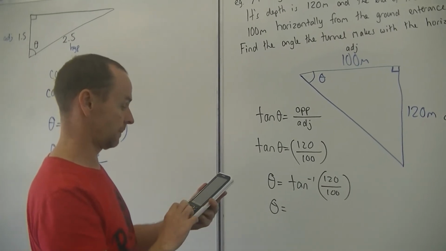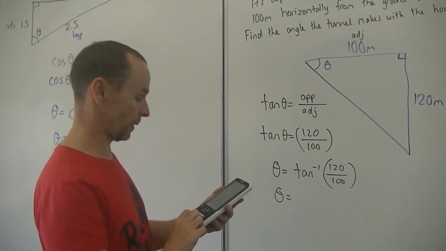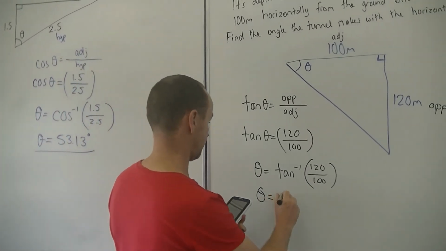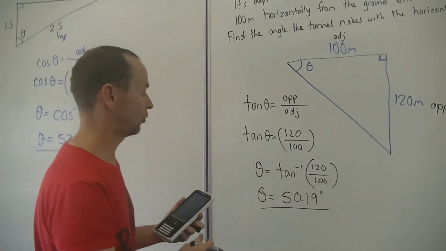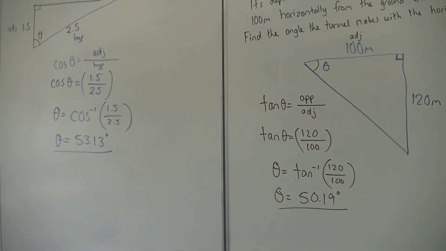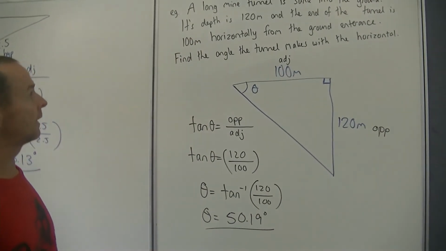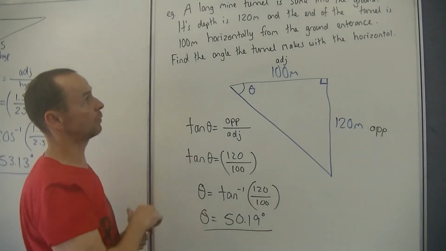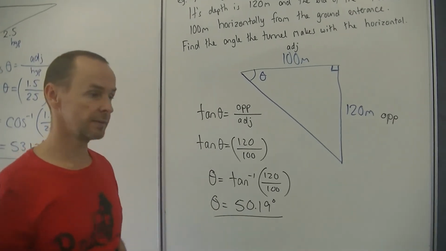Tan to the minus 1, brackets, 120 divided by 100, close brackets, equals, and I get 50.19 degrees. To 2 decimal places, there's your answer. Is it a sensible answer? Yes, it seems like a reasonable answer. Since it's a worded question, you answer it in words. You say, the angle the tunnel makes with the horizontal is 50.19 degrees.